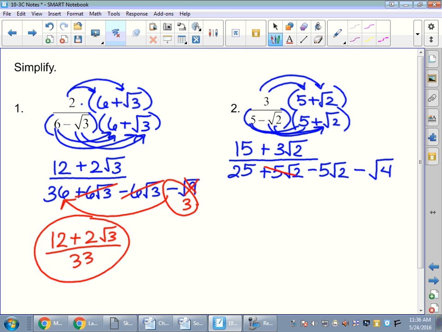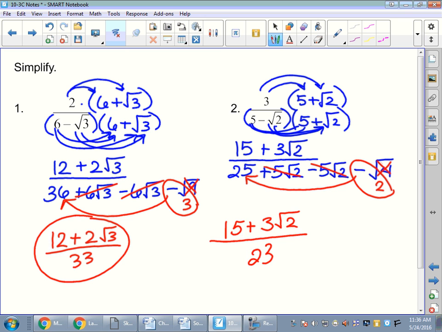So the positive 5 root 2 and this negative 5 root 2 cancel. The square root of 4 becomes a 2, but we're subtracting 2. So when you subtract 2 from 25, we end up with 23. So I'm going to put that in the denominator, and I'm going to put 15 plus 3 root 2. And that there is my simplified answer.